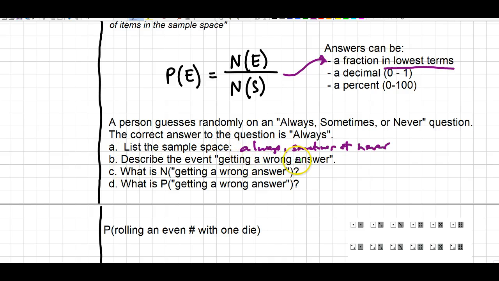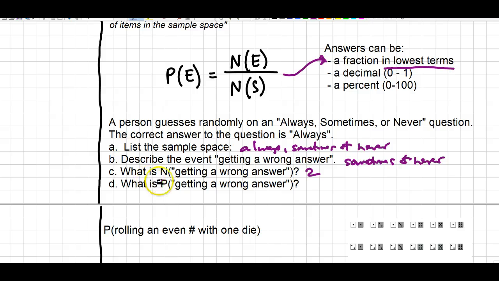Describe the event getting the wrong answer. Since always is the correct answer, that means sometimes and never are the wrong answers. So again, they're asking you to describe them or give them or list them. Now when you get to choice C here, they say, what is the n of getting the wrong answer? The n represents the number of times. So the number of times or the number of ways that you could get a wrong answer. Now we're going to count how many answers we gave in part B. So there's two ways we could get the wrong answer. So sometimes they'll ask you to describe what those are, sometimes they'll ask you to count them.